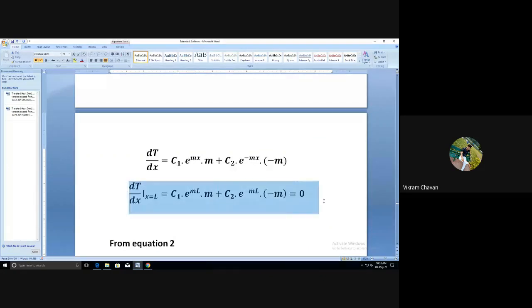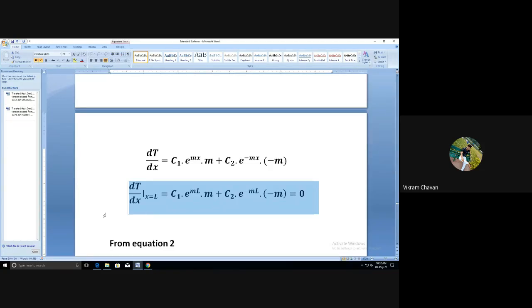Then next, put x is equal to L in the equation. So dθ/dx at x is equal to L will be equal to C1 multiplied by e raised to mL multiplied by m plus C2 multiplied by e raised to minus mL multiplied by minus m, equal to 0.